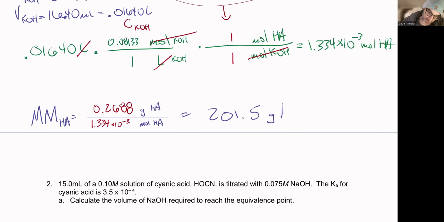Does that number make sense? Yeah, it seems reasonable to find an acid in that region. So 201.5 grams per mole. Perfect.